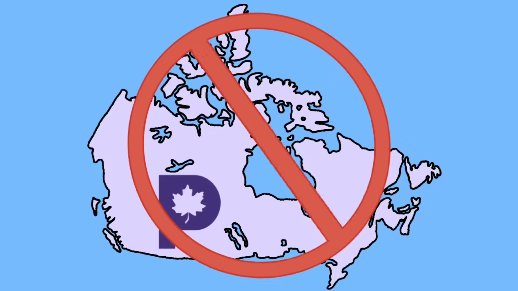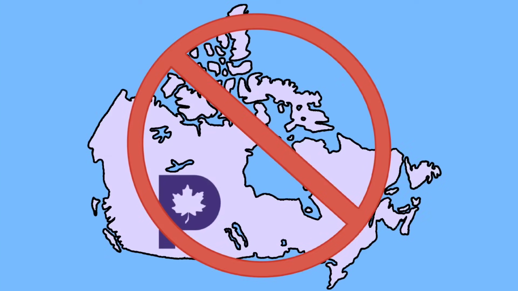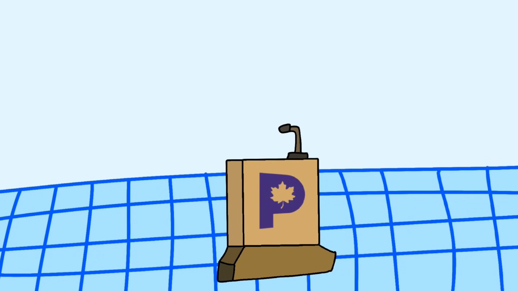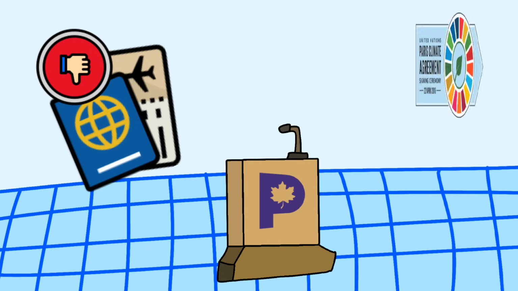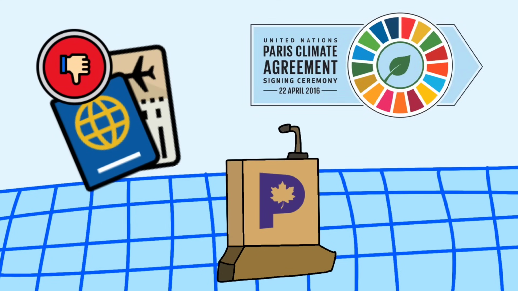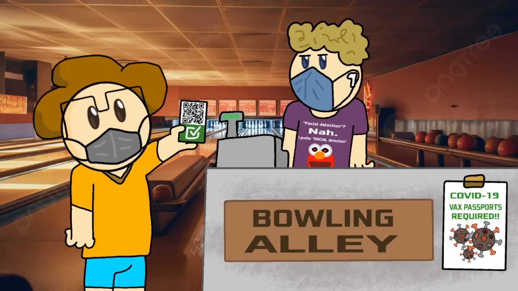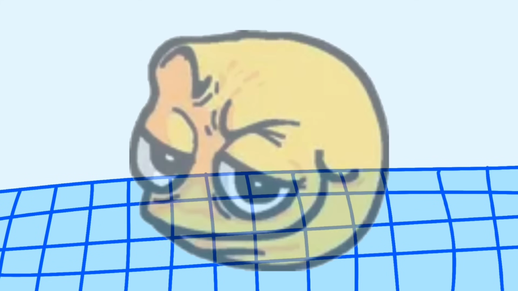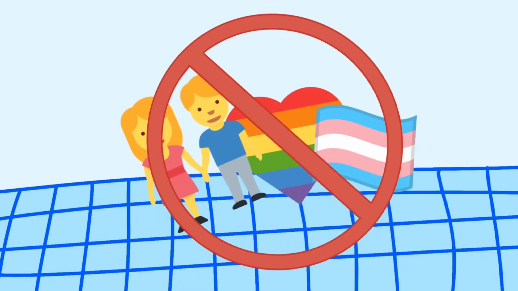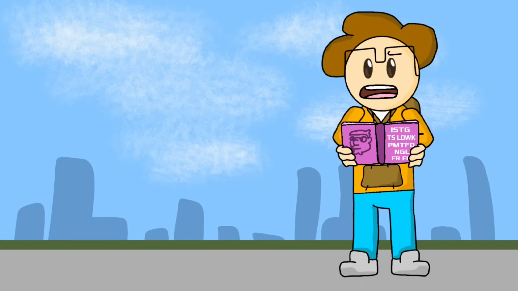The PPC never held any provincial or federal office, but has continued to advocate for itself, focusing on things like anti-immigration, wanting to withdraw from the Paris Climate Agreement. During 2020, it ran opposition to COVID-19 lockdowns and vaccine passports massively, disliked LGBT-related stuff, anti-abortion. You know what? You get the idea. Let's move on.